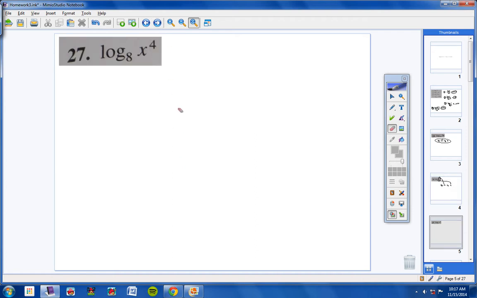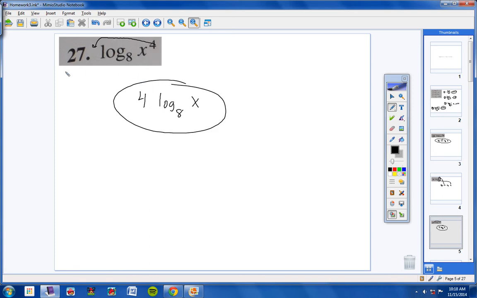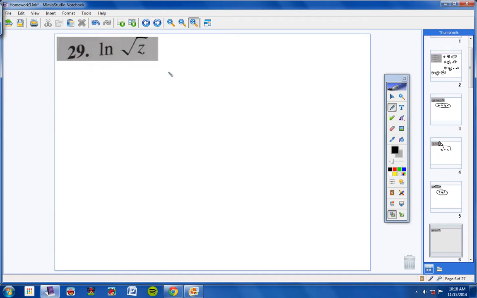Okay, we have x to the 4th power. Well, we have learned whenever your argument has a power, you can move it to the left. So your answer would simply be 4 log base 8 of x. Okay, and moving on. I keep pausing, students. I'm checking the answers as we go, okay, to make sure that we're doing these correctly.